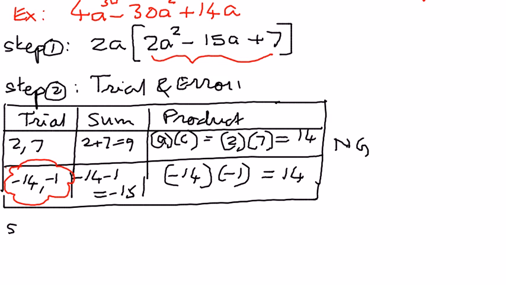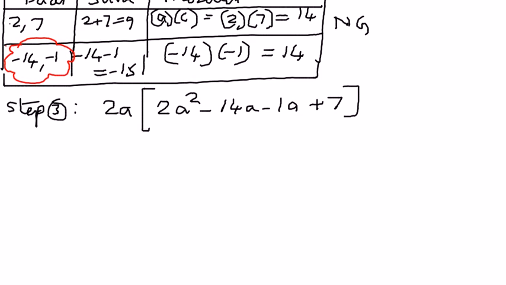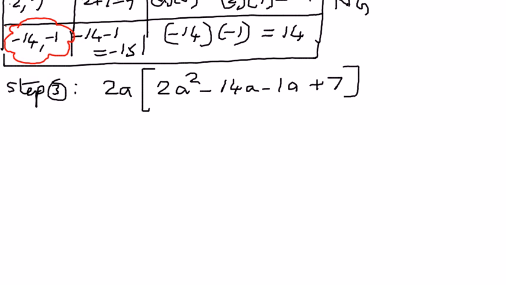So as step number 3, 2a is part of our answer, and the way to expand the trinomial inside the brackets is as follows. 2a squared, instead of negative 15a, I'm going to write negative 14a minus 1a, which is negative 15a, plus 7. So now we should be able to factor them out. We will take the first two terms and then the second two terms. So this is going to look like this.